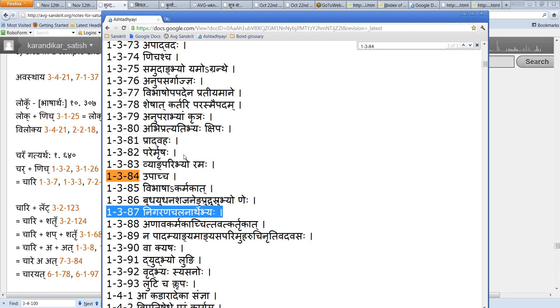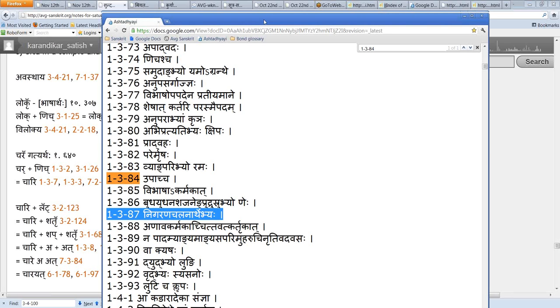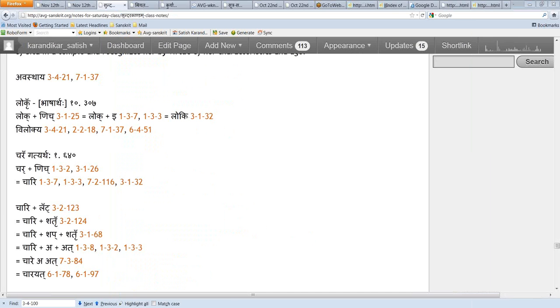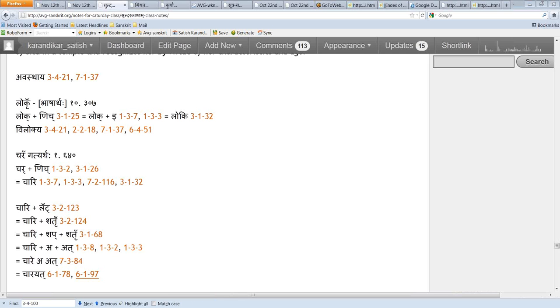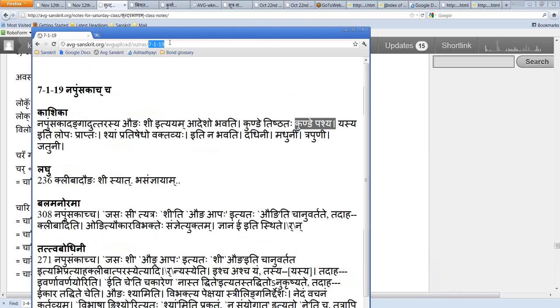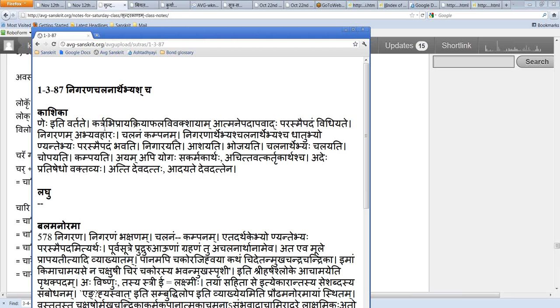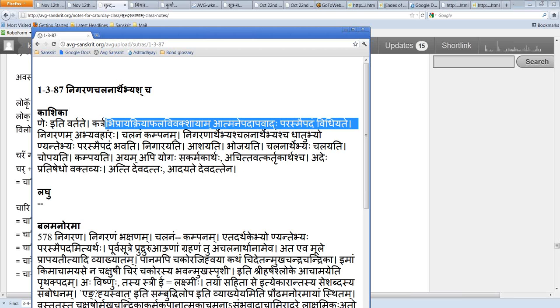So now we have these special rules, because right now we have this pratyaya shatra or shanach, either of which could have been used, but nichascha, and nigarana chalanarthebhyaha, now we are constrained. So we had to know some more details. Of course, we didn't compose this form; we are only analyzing it. But it says kartavipraye kriyaphalam vivakshayam apanipada apavadaha parasmaipadam vidhiyate. Nigaranam abhyavahara, consuming, eating anything.